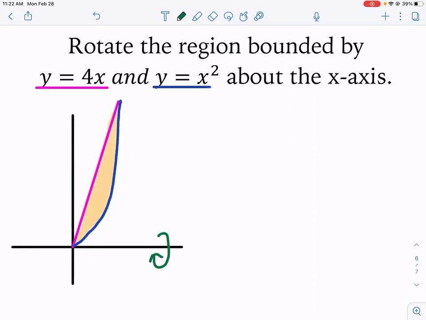All right, so we're gonna rotate about the x-axis. Now, obviously, we could do the disc washer method without a problem, but I want to show you how we would do the shell method with this region, okay? If we're gonna do the shell method, we want parallel rectangles. So we're gonna do this in terms of y.